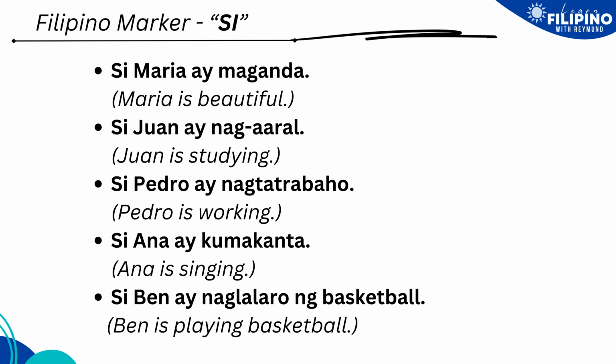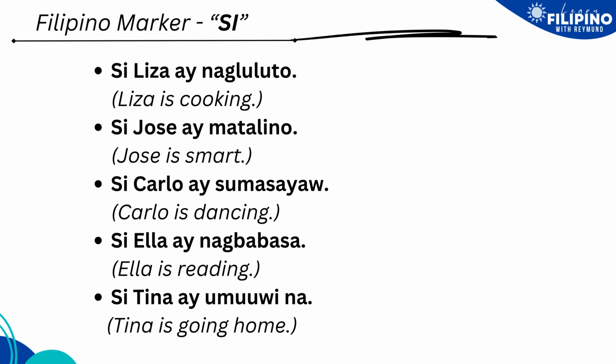Si Ben ay naglalaro ng basketball. Ben is playing basketball. Naglalaro, that's playing. And then basketball is basketball. Si Liza ay nagluluto. So, Liza is cooking. Si Jose ay matalino. Jose is smart. Matalino means smart. Si Carlo ay sumasayaw. Carlo is dancing. Sumasayaw means dancing.